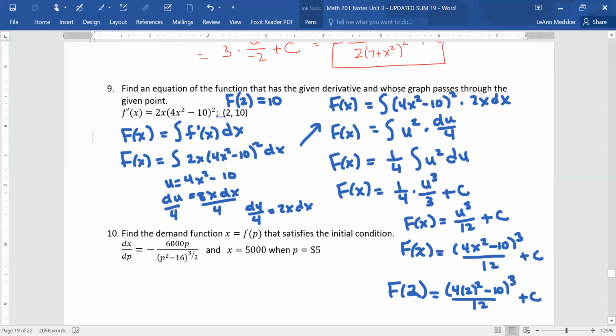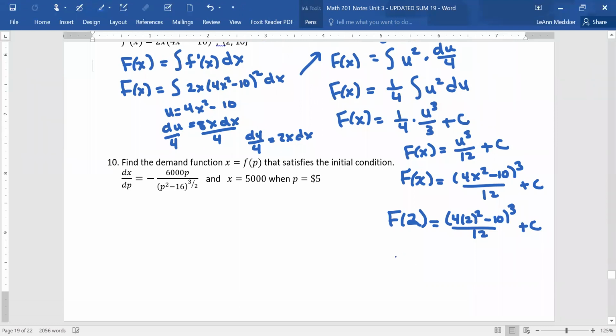We're going to be able to solve for c. So f of 2 we know is 10, and then this side we're just working this out. So that is, let's see, 4 times 4, which is 16, minus 10, which would be 6. And then we would have 6 to the third over 12, plus c. And then 6 to the third divided by 12 comes out to 18. I worked that out on my calculator. So c is negative 8.